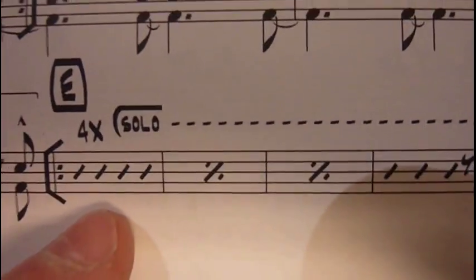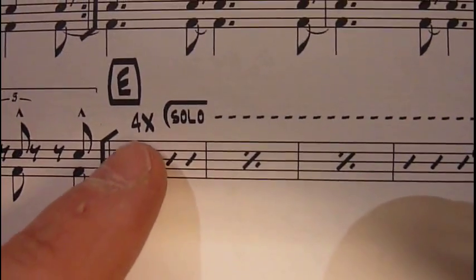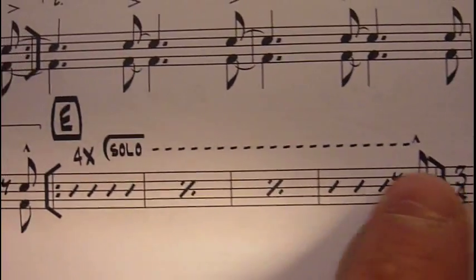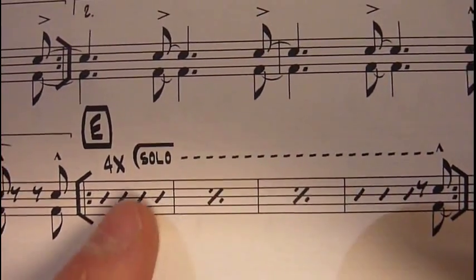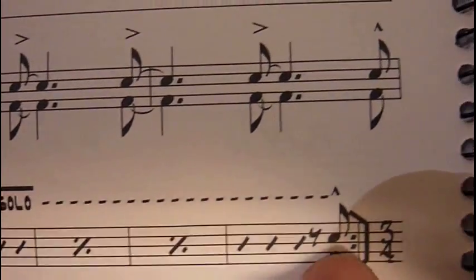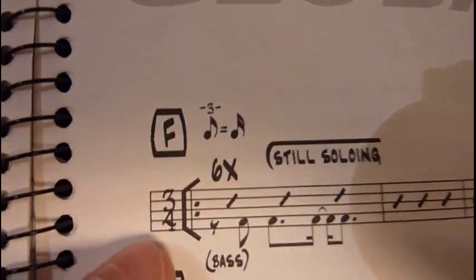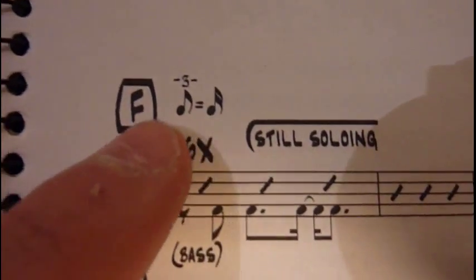Okay, now what's going on? Forward repeat bar, we've got four times through this section. All right, so we go through it four times. We've got a solo. Hit that shot, and then into 3-4 coming up. 3-4. So this is the F section.